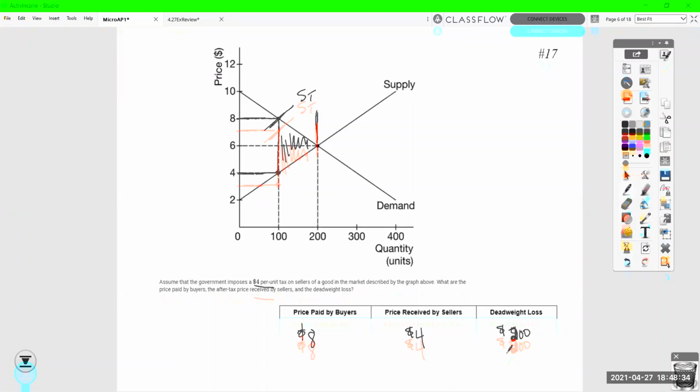Good job. All right. So remember, when a tax is instituted or imposed, at that quantity, we go from the quantity to the demand curve to give you the price the buyer will pay, and we go to the supply curve to figure out what the seller will receive.